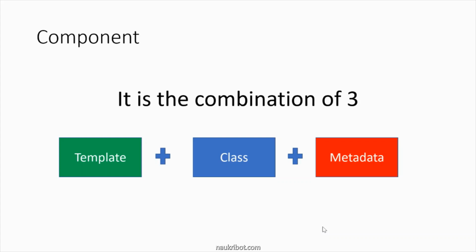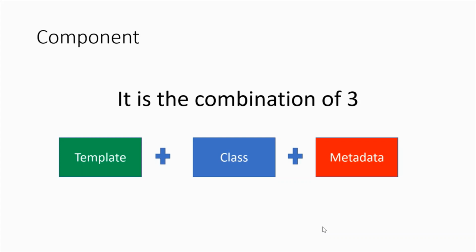So what is a component? Why are we using a component, and how can we create our first component? A component is a combination of three things: template, class, and metadata. Whenever we say component, it means these three things: template, class, and metadata.